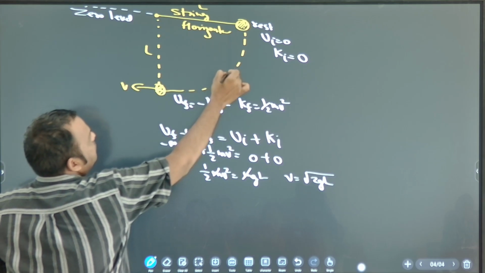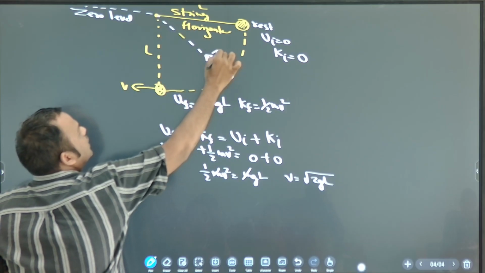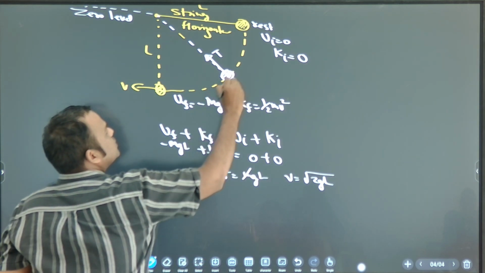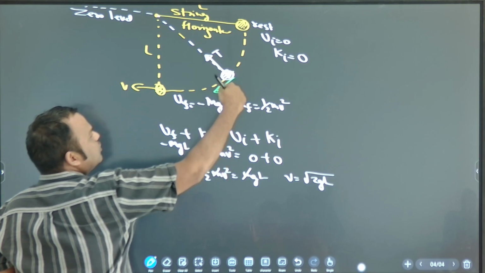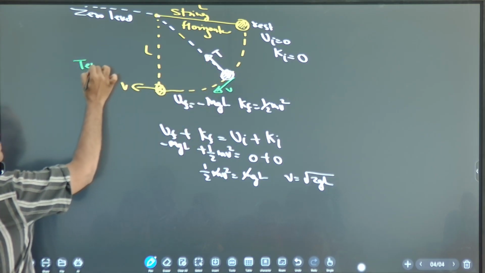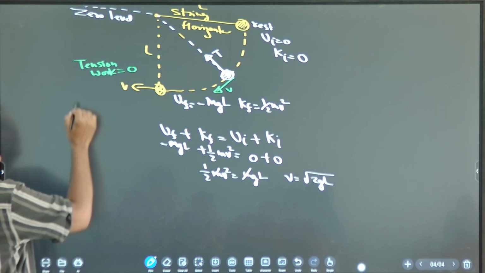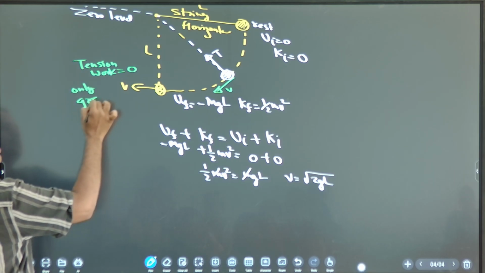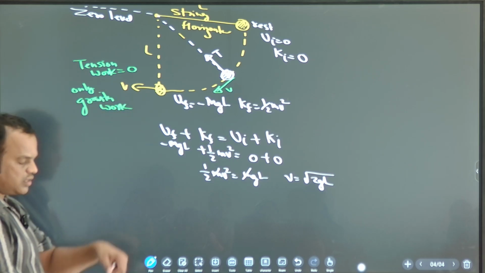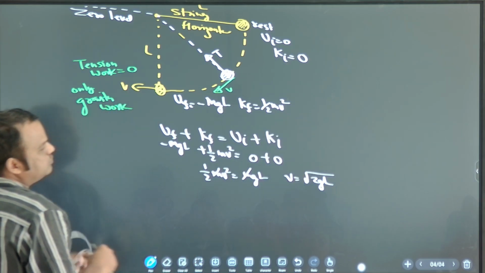Tension is not doing any work. Don't worry about tension. This is tension. What is the direction of tension? Tension is along the string, and velocity is tangential. Tension and velocity, what is the angle? 90 degrees. So tension is not doing work. Tension work is 0. Only gravity is doing work. So why is this ball coming down? Because of gravity.